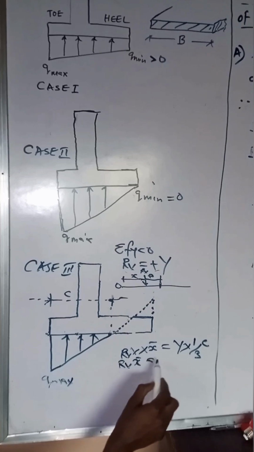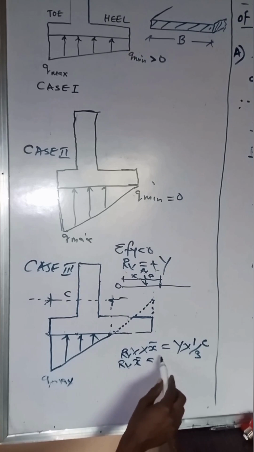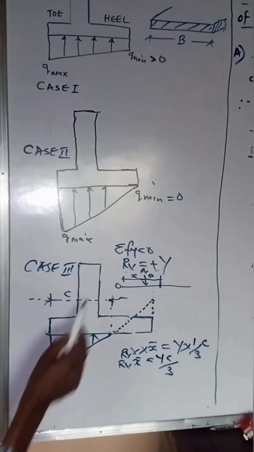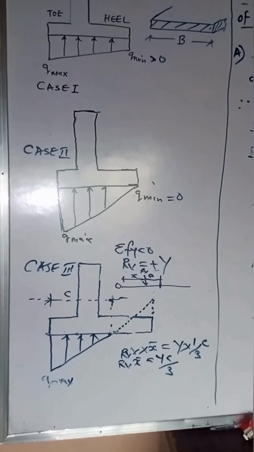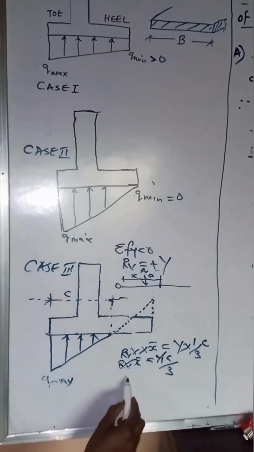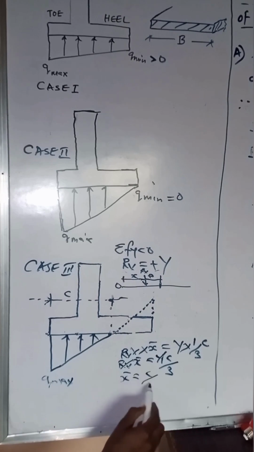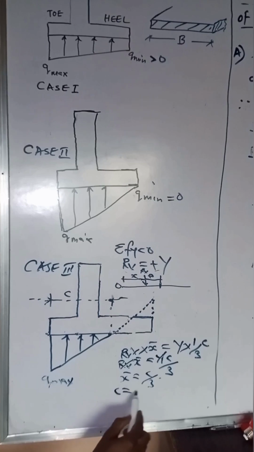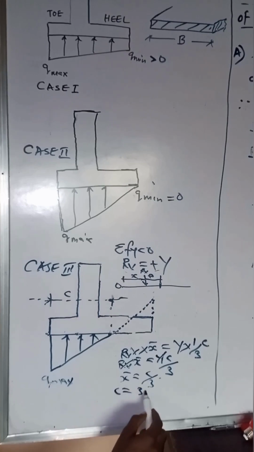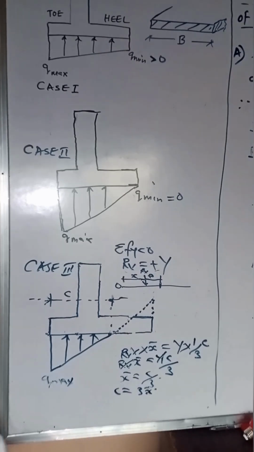Okay, so if that is the case, we'll have RV times X bar equal to YC over 3. Remember that we said that RV must be equal to Y in order to maintain equilibrium. So this and this are the same, so you have your X bar equal to C over 3. And it means that C becomes 3 times X bar. All we just need to do is to look for the moment arm, and we can obtain our C.